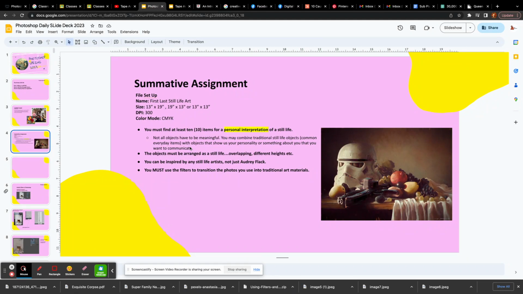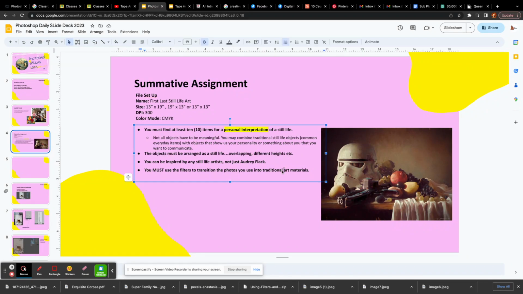You can be inspired by any of the still life artists that you just saw, not just Audrey Flack, and absolutely 1000% do more visual research on your own. And you must use the filters to transition the photos you use into traditional art materials. So we're taking those photos that you're finding, and then you need to unify them somehow to make them look like they have always gone together. Unifying all images to be a cohesive piece of artwork.